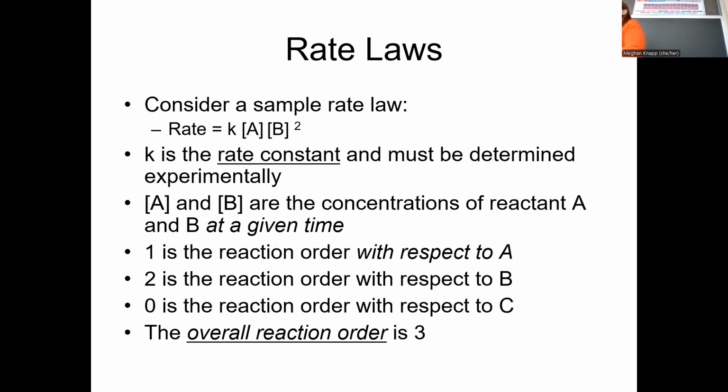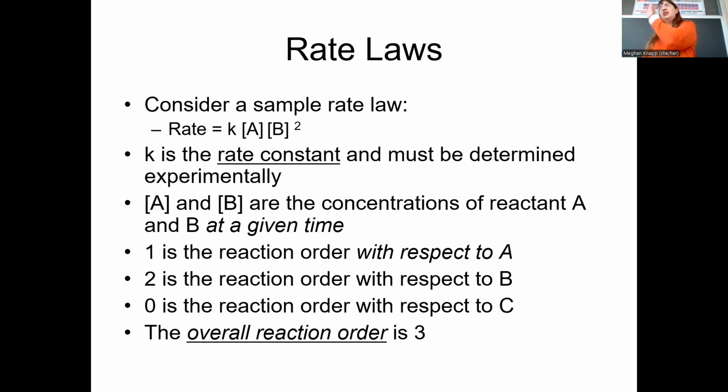And then the exponents are what we call the order with respect to the reactant. So the order with respect to A is the invisible 1. The order with respect to B is 2. And the order with respect to C is 0. Now, C doesn't appear in there, but remember that if I had C in square brackets with a 0, that would turn out to be 1. And again, 1s are invisible in chemistry, right? So anything other than A and B, the order with respect to that thing would be 0.